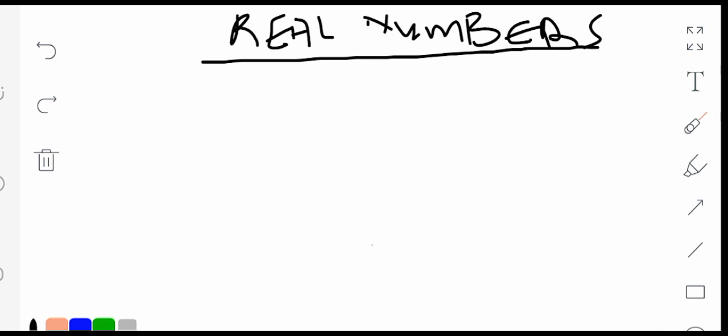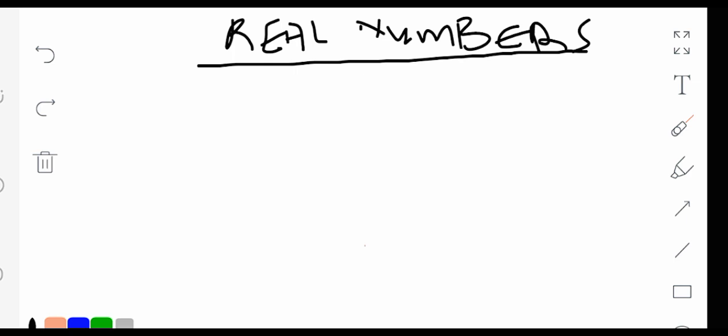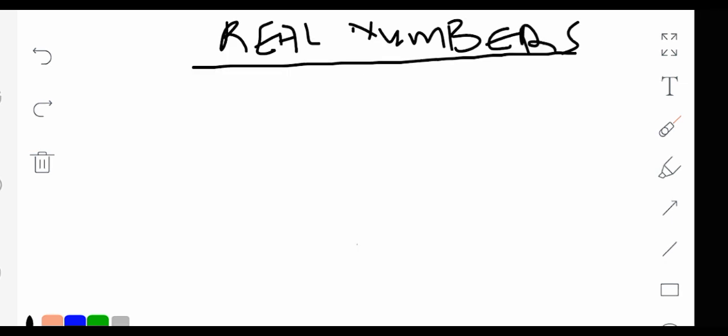What are real numbers? Real numbers are numbers that can be placed on a number line. They are simply the combination of rational and irrational numbers. Simple as that. Real numbers are just the combination of both the rational and irrational numbers, and they can be placed on a number line. The more we go further into this video, the more you understand what we mean by the number line, rational and irrational numbers. So you'll be able to understand these terms.